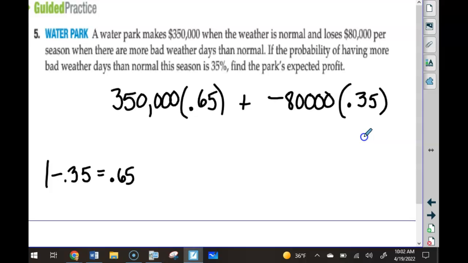I got 199,500. Anybody else get that? You put in the right number of zeros? Okay, so find the park's expected profit. Okay, what this basically means, guys, is if that held true, that they make 350,000 when the weather's good and lose 80,000 when it's a bad weather year, if the park did this over 100 years, they would average $199,500. It's like if the experiment was repeated a whole bunch of times, that would be the average, okay?